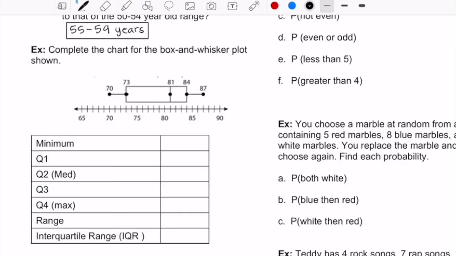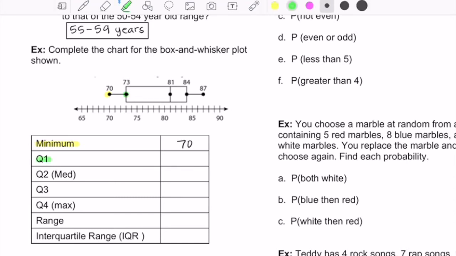A box and whisker plot is another way that data can be represented. And here a box and whisker plot is given to you. The question asks you to complete the chart, so to pull off the important numbers from the box and whisker plot. Box and whisker plots always contain 5 important points. So the minimum is the least point. So for this graph, the minimum is 70.